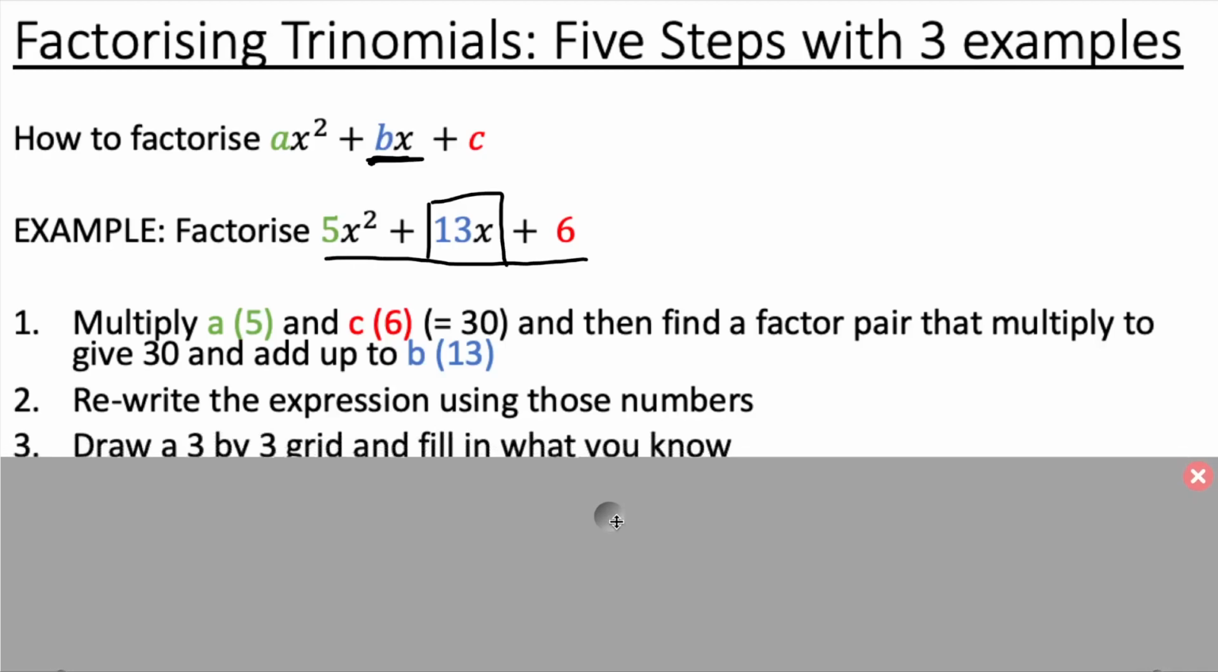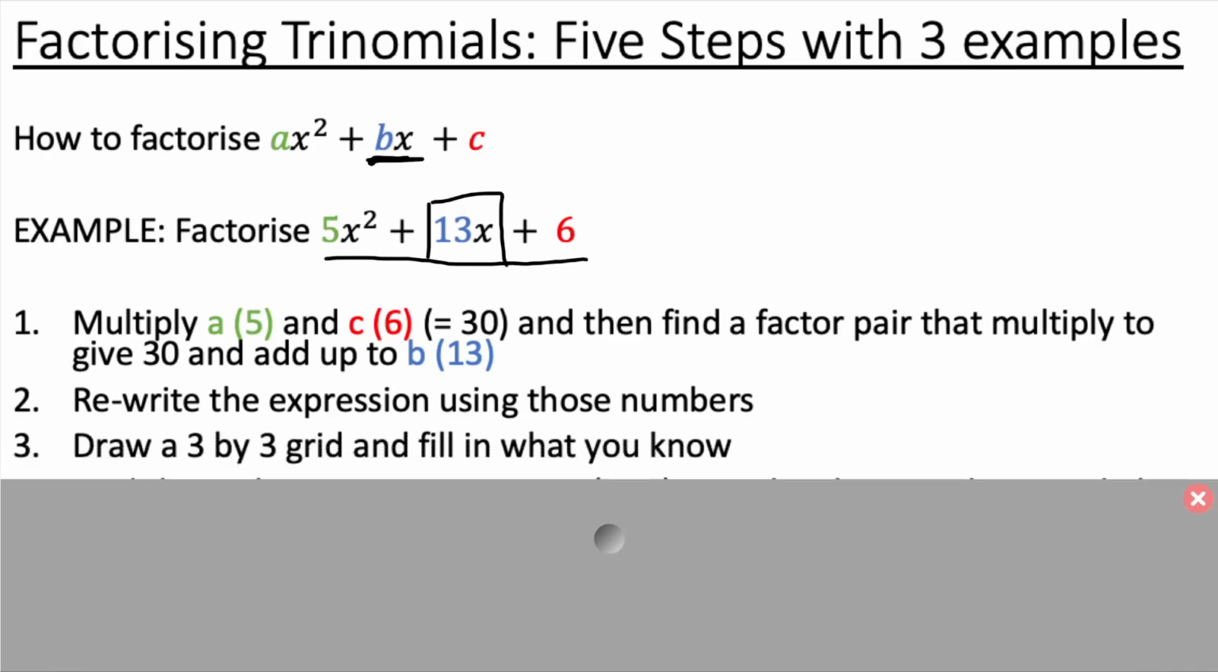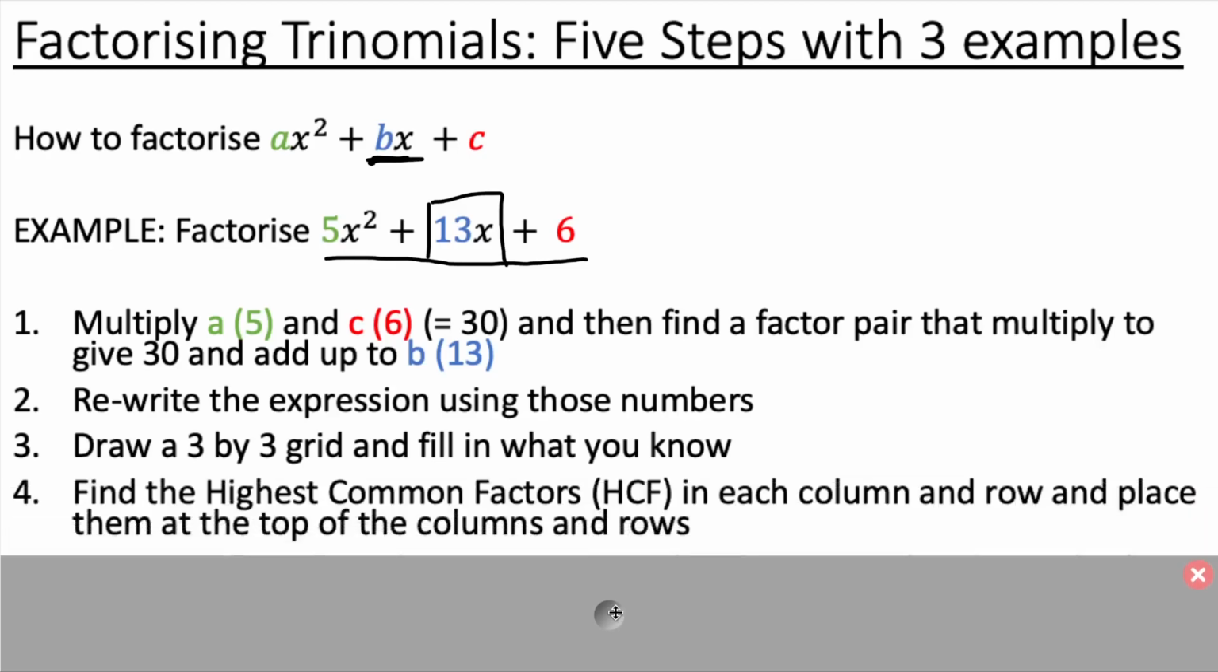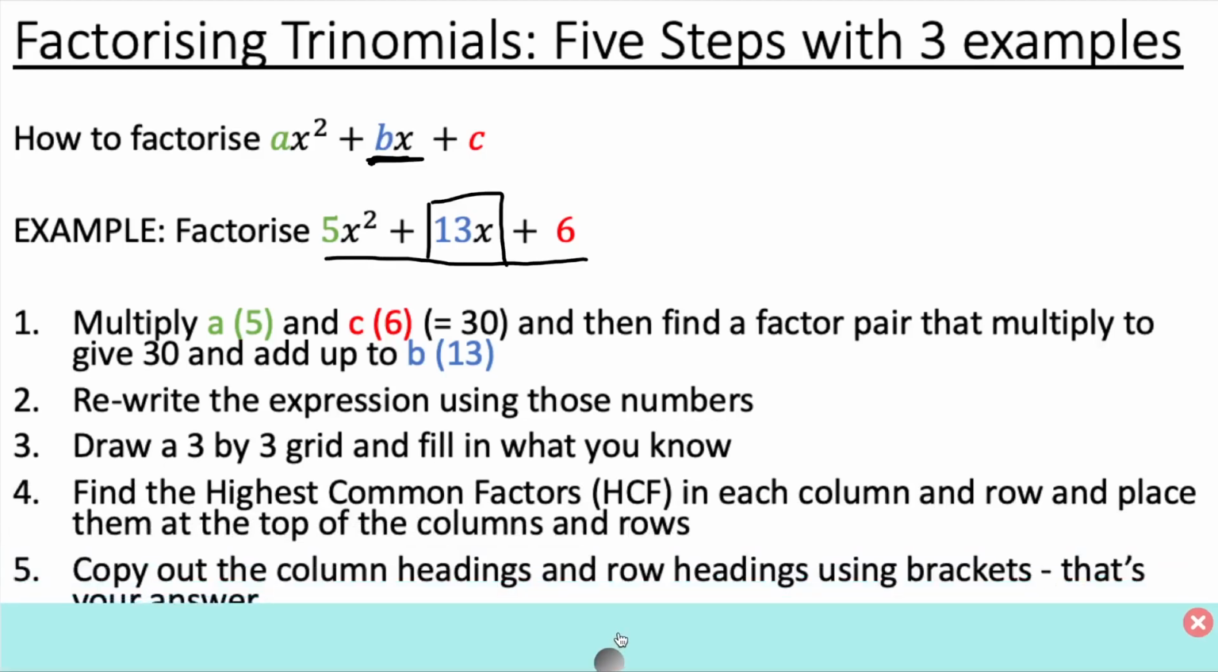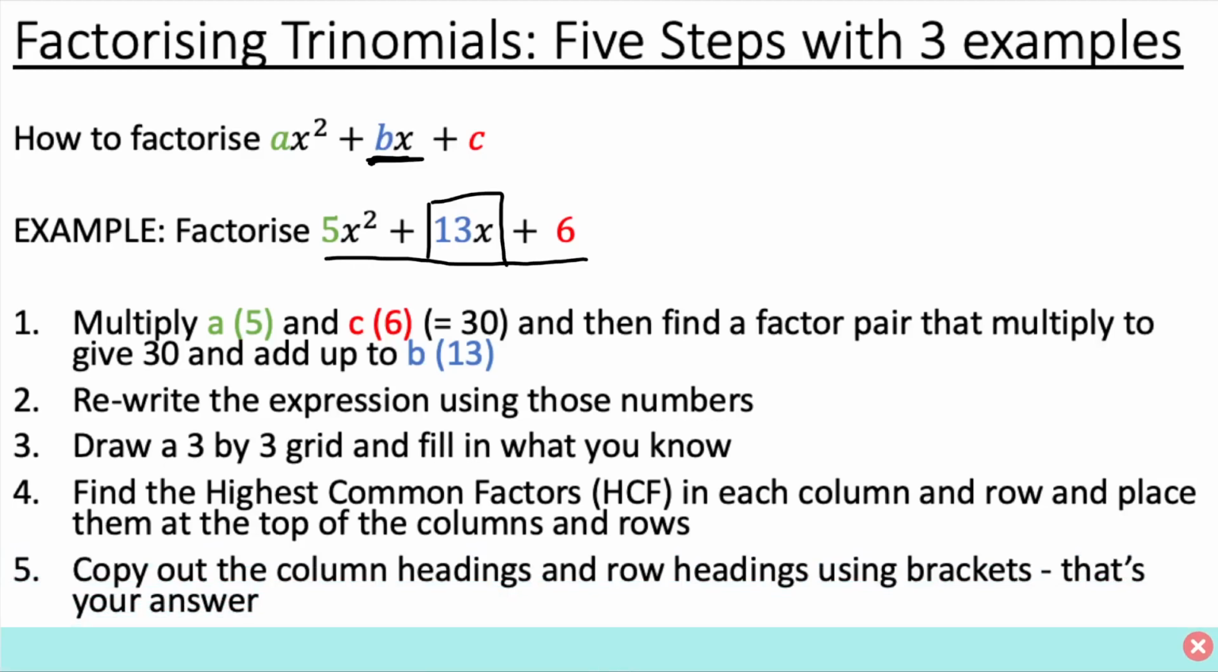The third step is you're going to take those 4 terms and put them into your 3x3 grid, your tic-tac-toe, noughts and crosses grid. And then once you've done that, you're going to find the highest common factor on each row and each column. And then the final thing is that the column headings and the row headings give you the brackets, and that's the answer.